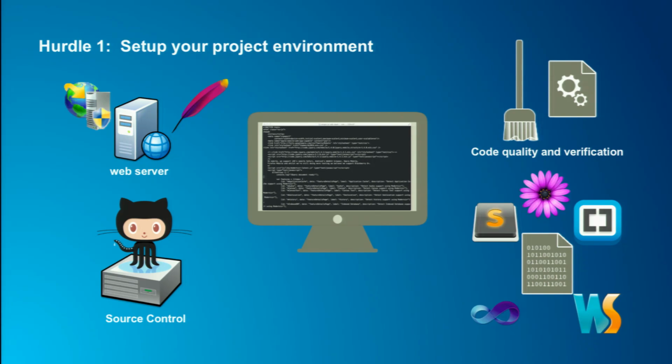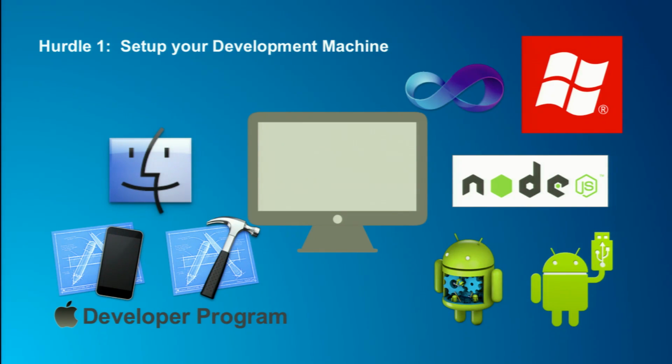But first things first, you'll need a web server. If you're doing web development, you should know that. You'll be managing your source code. You'll be getting these IDEs installed. You'll need to set up Node because Cordova runs on top of Node. You'll need to get the Android tooling installed. You'll need to get Visual Studio installed if you're going to target Windows Phone. And you'll need to join the Apple Developer Program if you're going to deploy the app to a physical device.